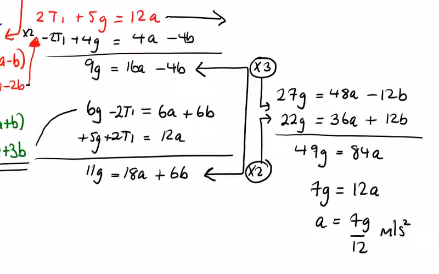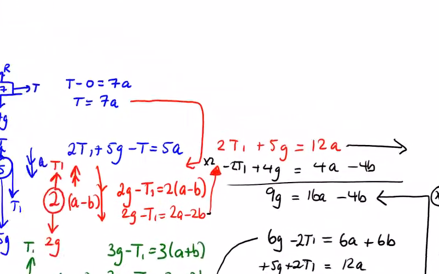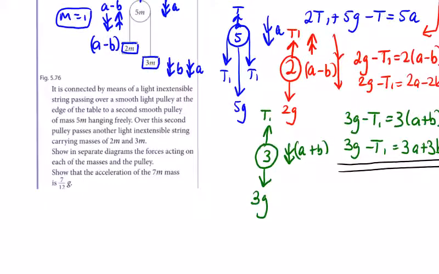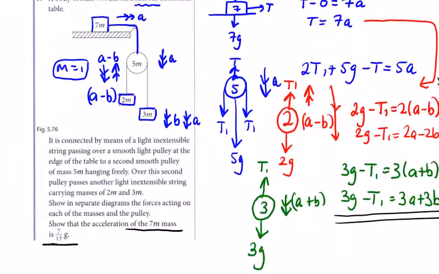What were we asked in this question? a is 7g over 12. We were asked to show the acceleration of the 7m mass is 7g over 12, which was a. So we have this correct.